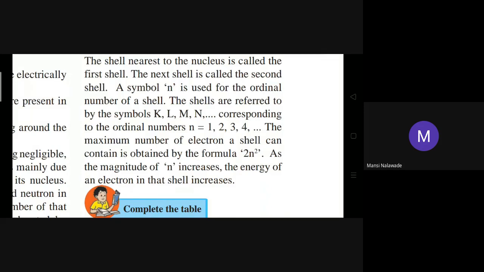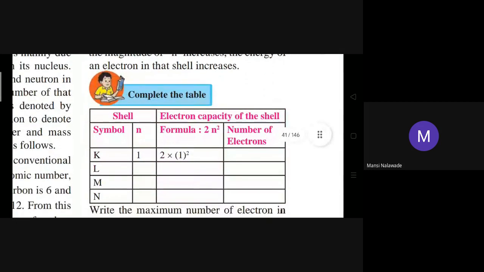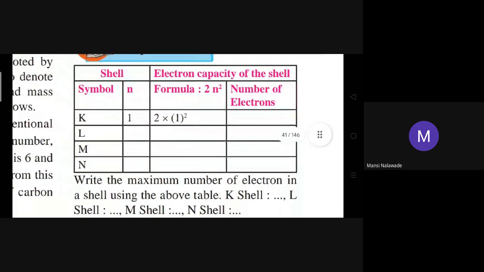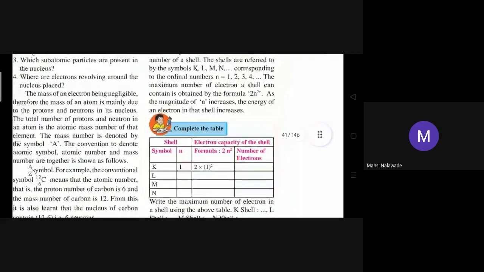As the magnitude of n increases, the energy of an electron in that shell increases. As the value of n keeps increasing, the energy of the electrons in that shell also keeps increasing.